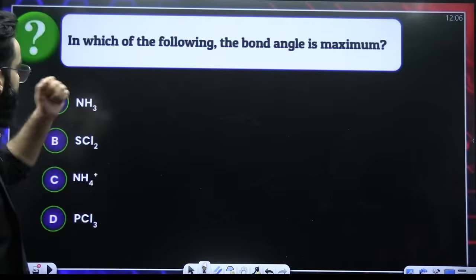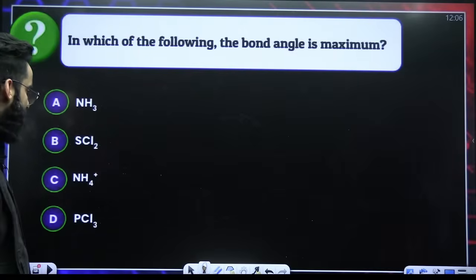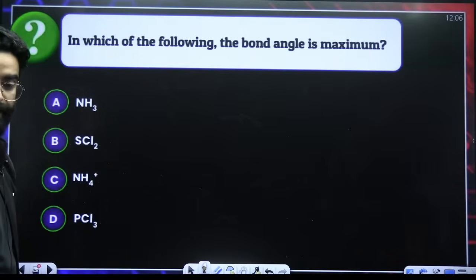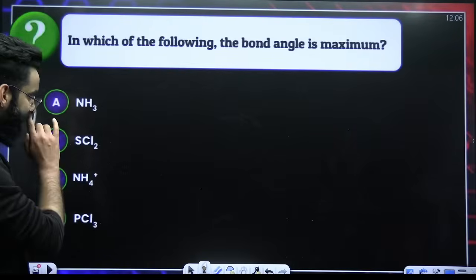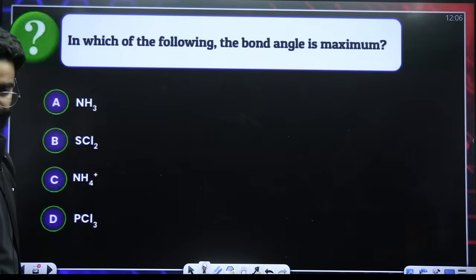That's great. Quickly, in which of the following is the bond angle maximum? Bond angle is maximum. Quick.